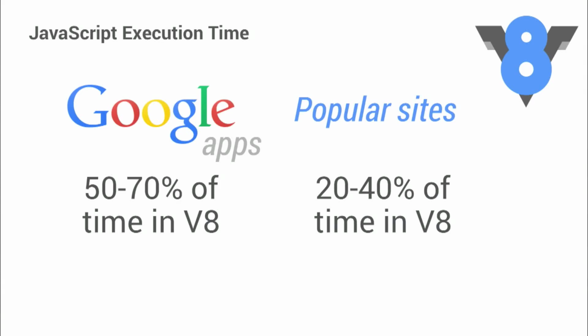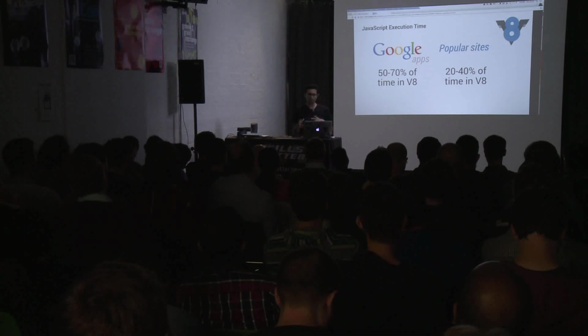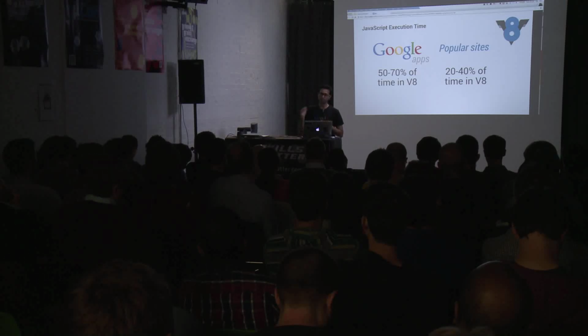If you take a look at this, these are some stats from last year. Google Apps, so things like Gmail, Docs, spend about 50 to 70% of our time in V8. A lot of popular sites spend somewhere between 20 to 40% of their time in V8 on JavaScript execution time. So it's still an area that, if you end up having leaks, is worth actually optimizing on.